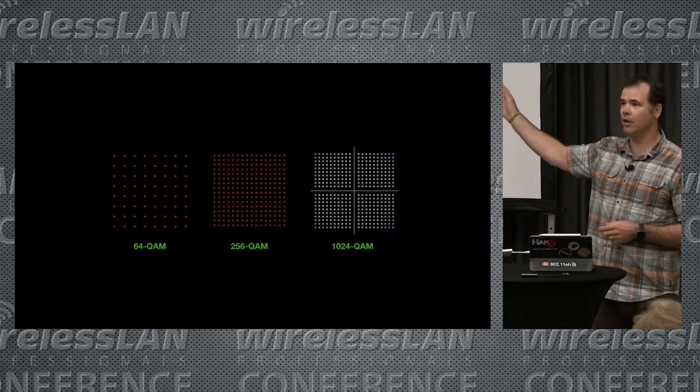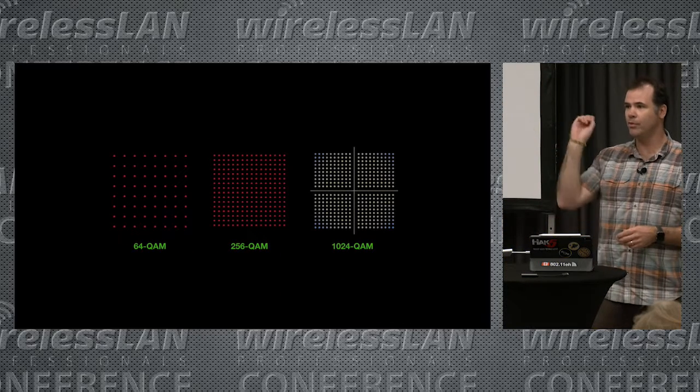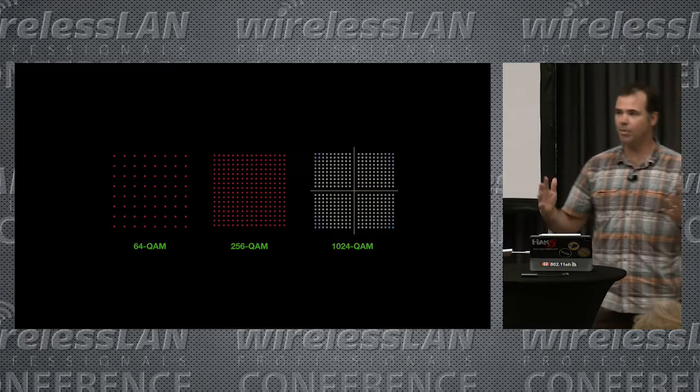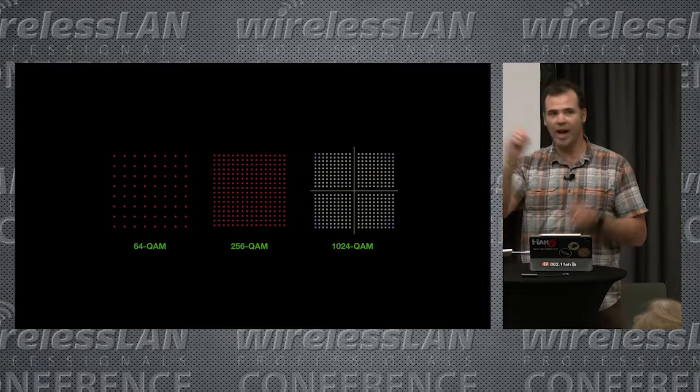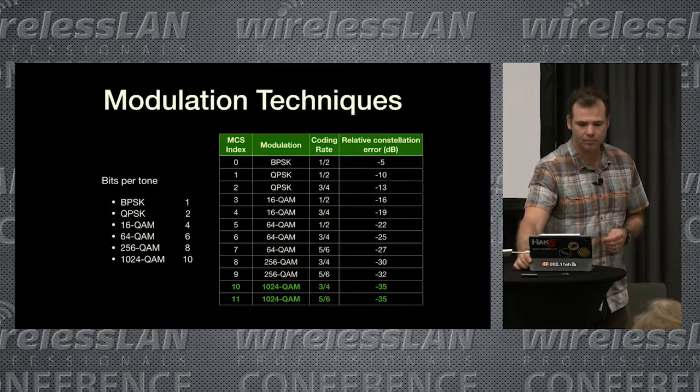Here's just a chart of the constellation charts, which you have already seen before, but remember, if you throw darts at this, the more complicated the modulation technique, the more accurate you have to be with throwing your darts.